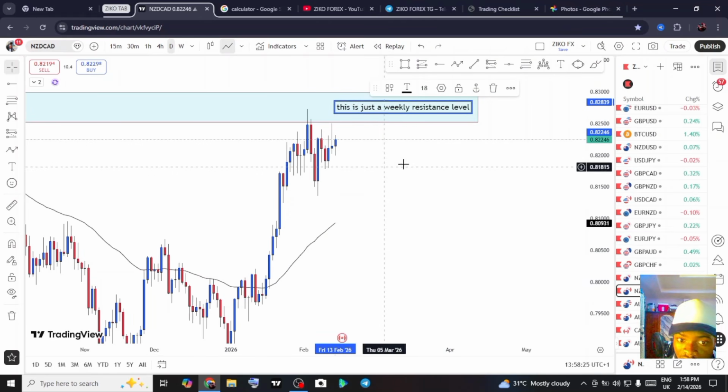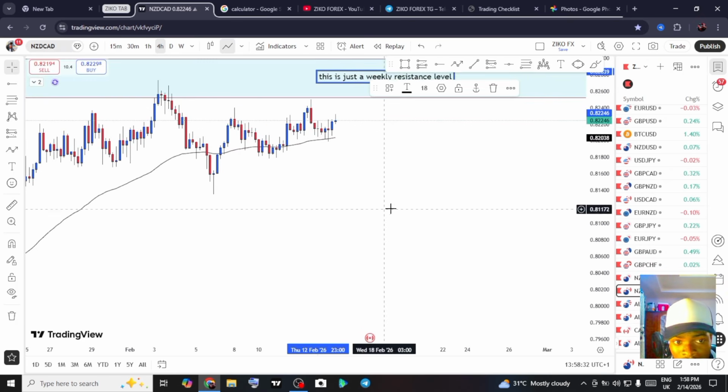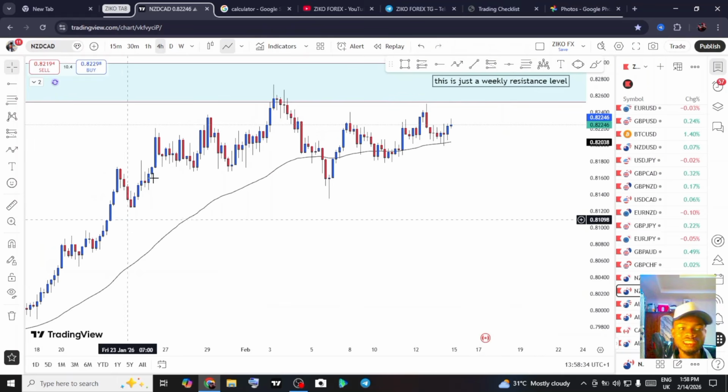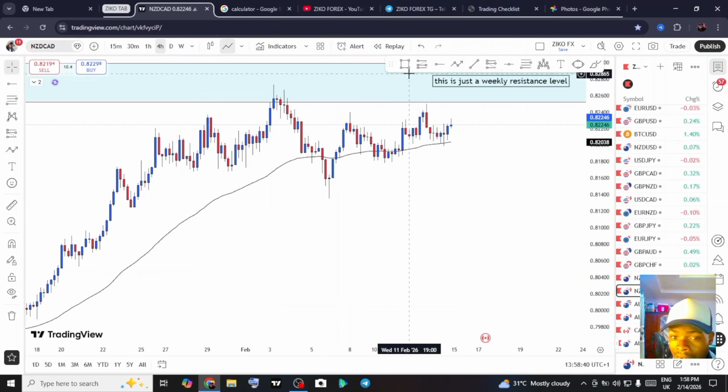This weekly resistance level could very much hold, right? Because it's a weekly resistance level. You understand what I'm saying? So right now, if price is stalling around here, what does that show? It shows that this area, this resistance level, might actually hold.